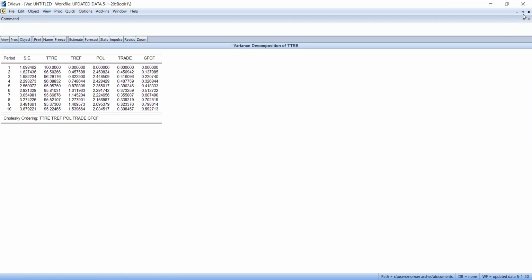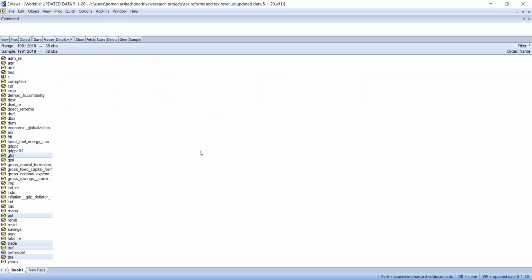So this was the tutorial of how to estimate a VECM model in EViews. Hopefully you understood a little bit and you will be able to estimate it and generate more knowledge, and then in your discussion you will be able to complete your results.